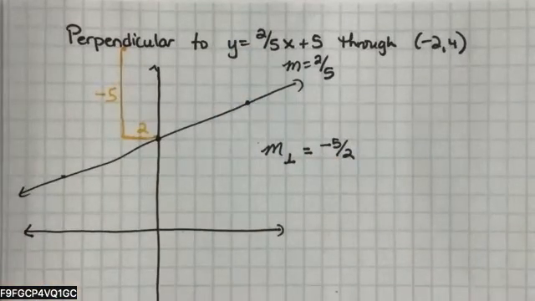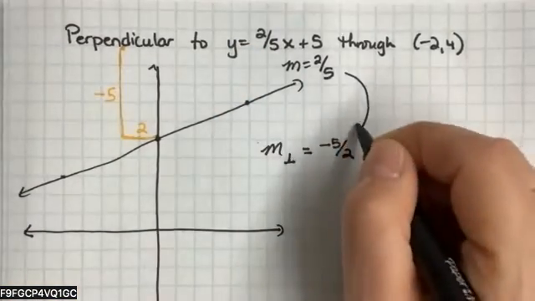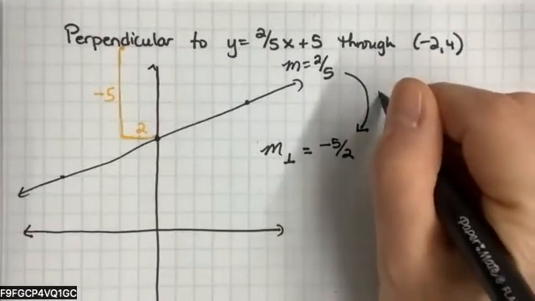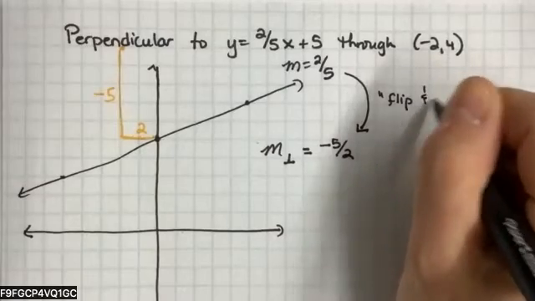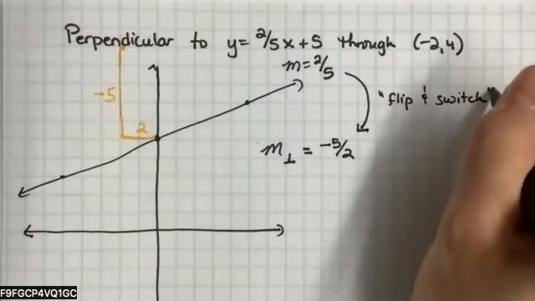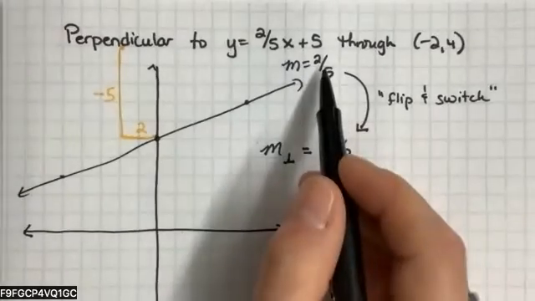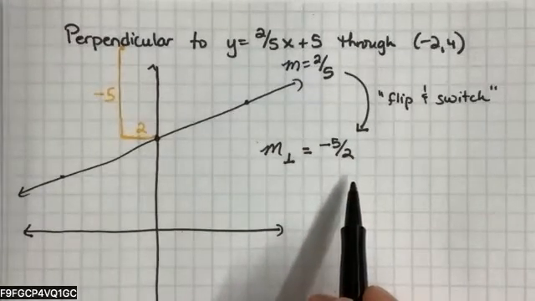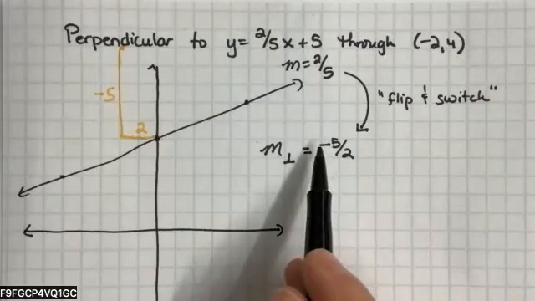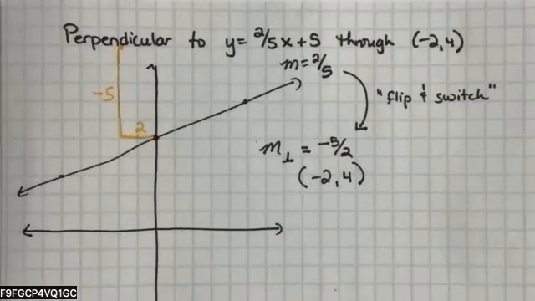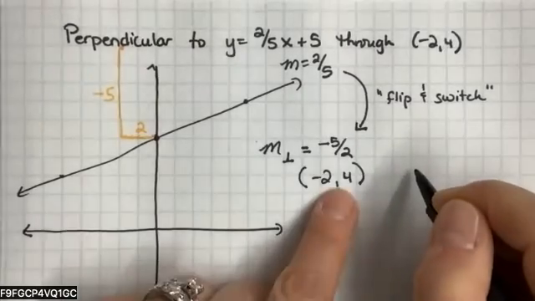That is always going to happen. What you're going to do to turn a slope into its perpendicular partner is you are going to flip and switch. So you're going to flip the fraction and switch the sign. So flip the fraction, switch the sign. So 2/5 flipped to 5 over 2, positive switched to negative. Now that you have that, you grab your coordinate, and now we're going to do the math.